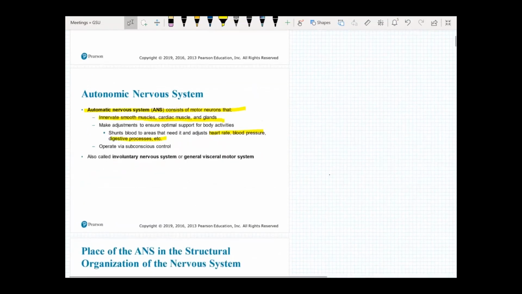And what's interesting about the ANS is it is subconscious. It is not something that we think about. It is going to be involuntary. So that's a term you will see a lot.